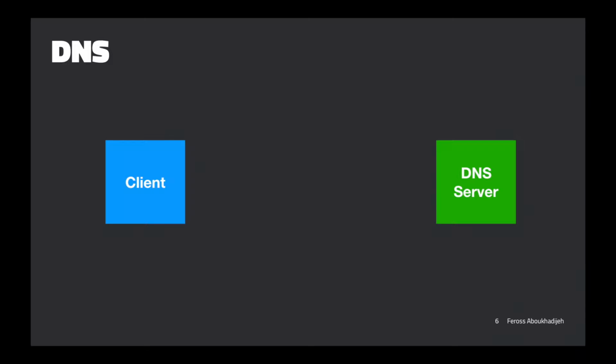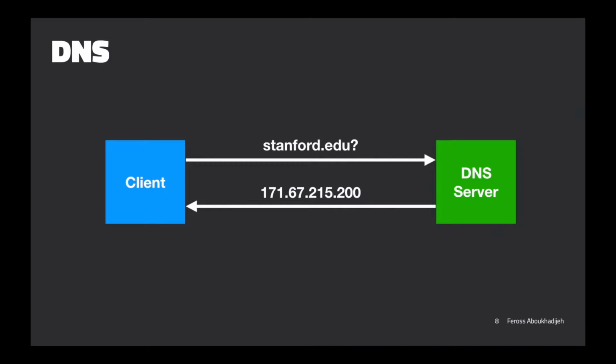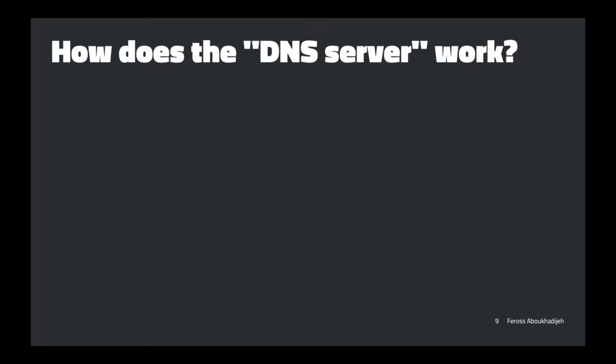At a very high level, your browser makes a request to some server, which we call the DNS server, and the DNS server gets this message from the client in the form of a query. The client is asking a question: what is the IP address for a particular domain? In this case, Stanford.edu, and the server is going to respond with the IP address for that domain. So that's the high level. But what is that DNS server actually doing?